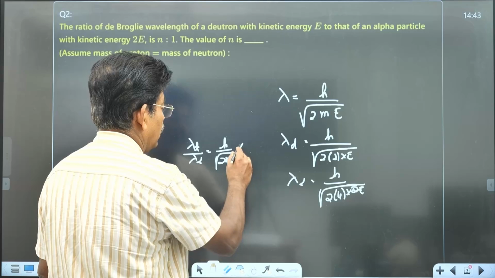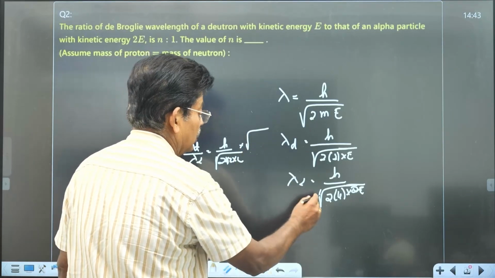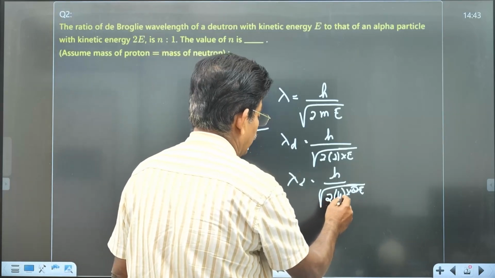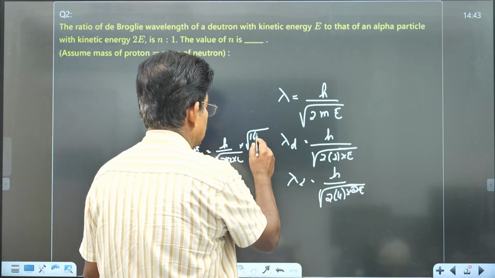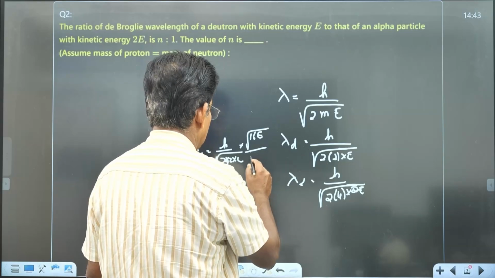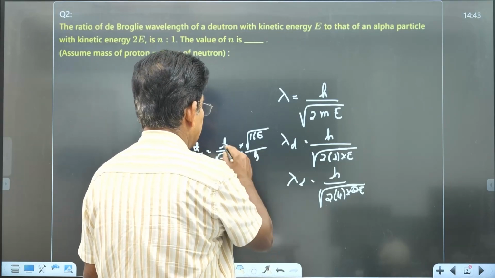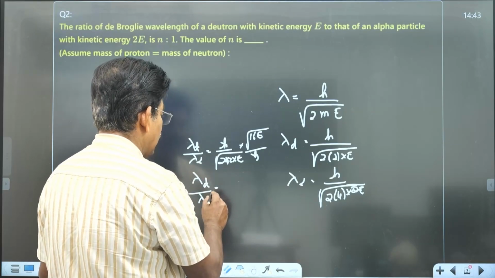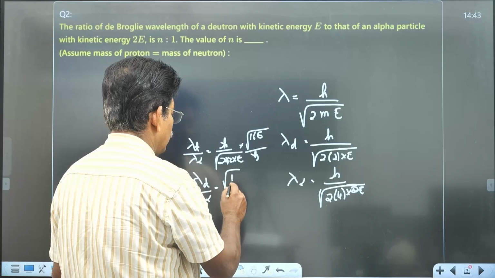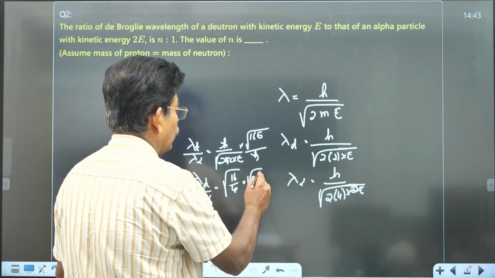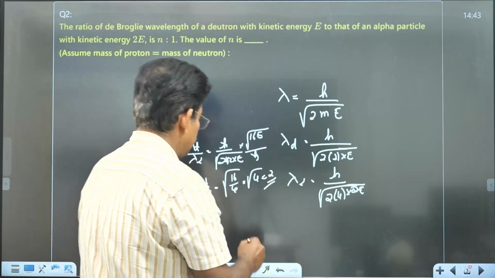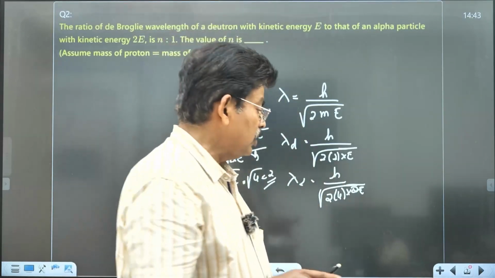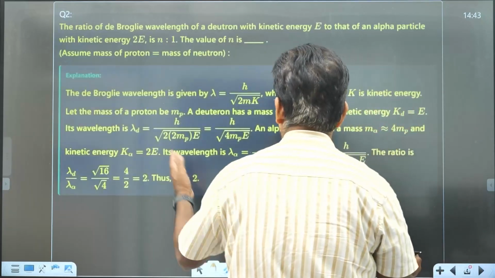Then lambda deuteron divided by lambda alpha, cross multiplying, h by root of 2 into 2 into E. Here the root of this is 16. This is coming to be 2 into 4 into 2E. That comes to be 16E. H cancels. Lambda D divided by lambda alpha is equal to root of 16 by 4, that comes to be 2. The ratio is coming to be 2. Answer is 2. Okay.